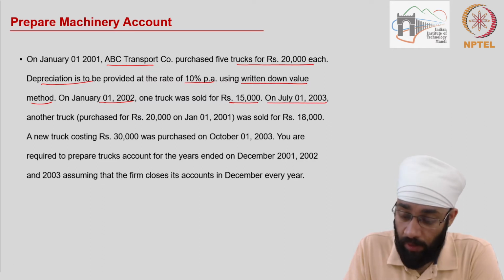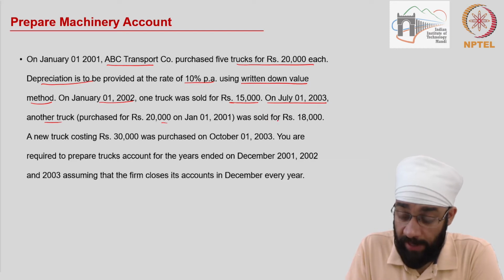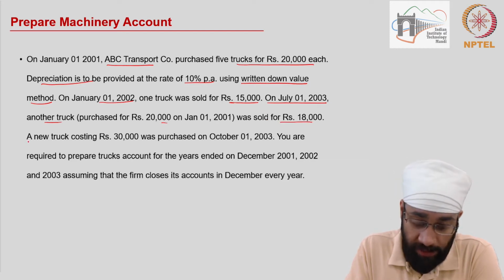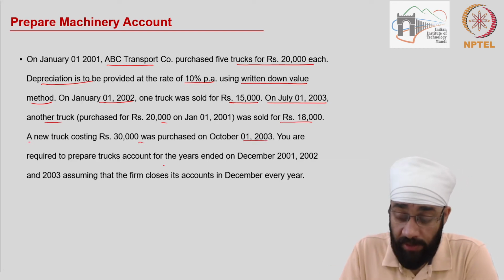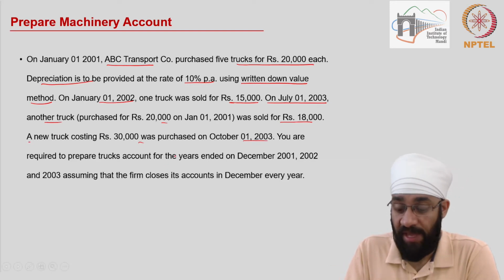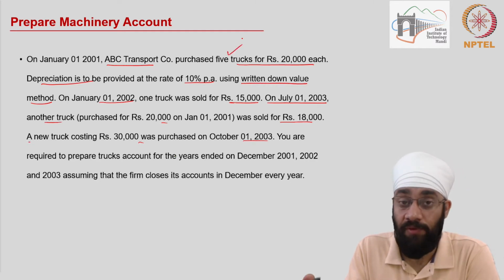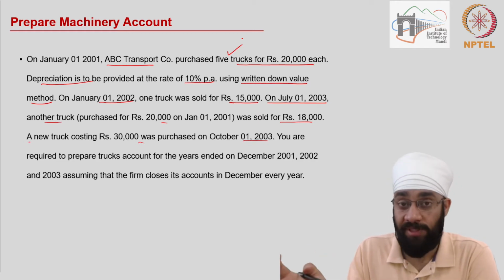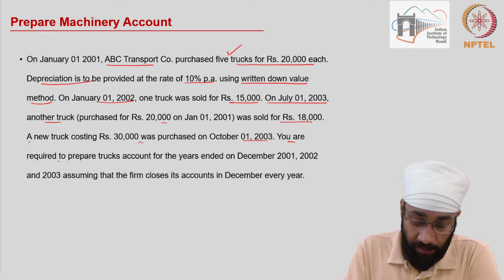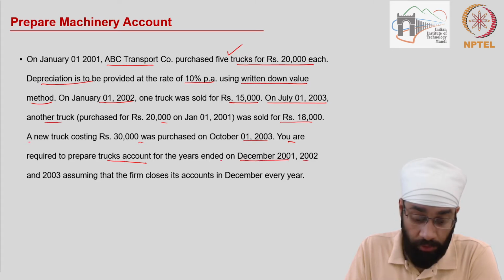In the middle of the following year, another truck has been sold, and then a new truck has been purchased. So there is a lot of sale and purchase of this asset, and the asset can be divided into multiple units. So 5 units of asset, 5 units of vehicles here, and then some units are being sold, some units are being added. You are required to prepare trucks account for the years ending December 2001, 2 and 3.